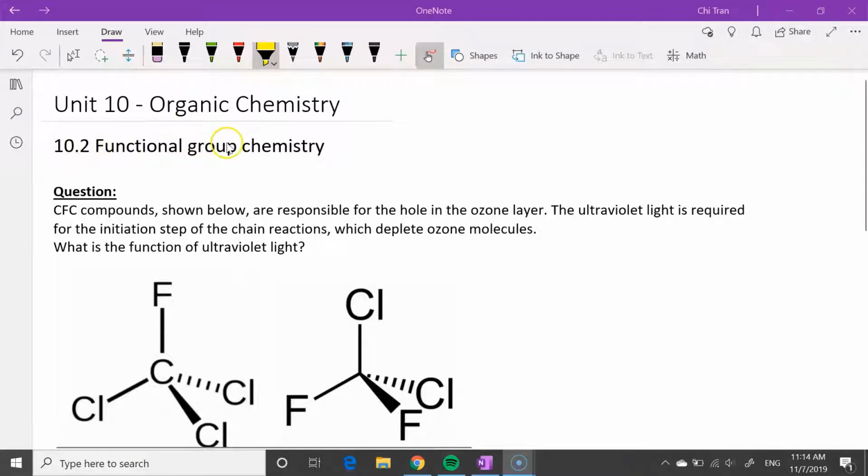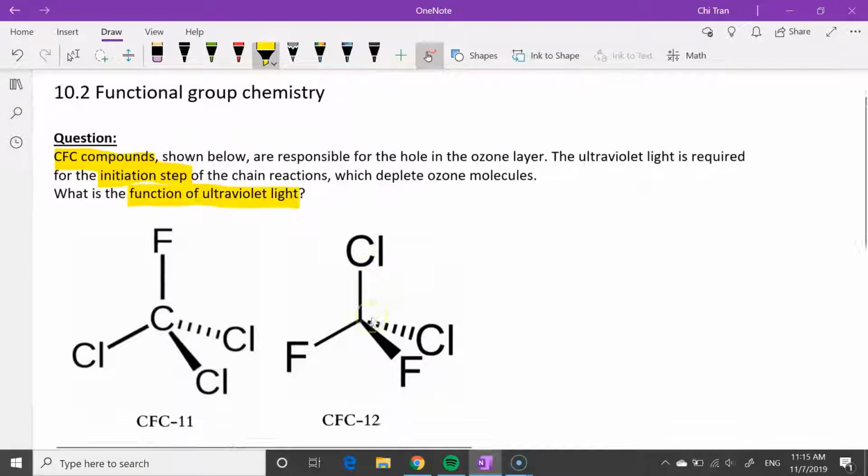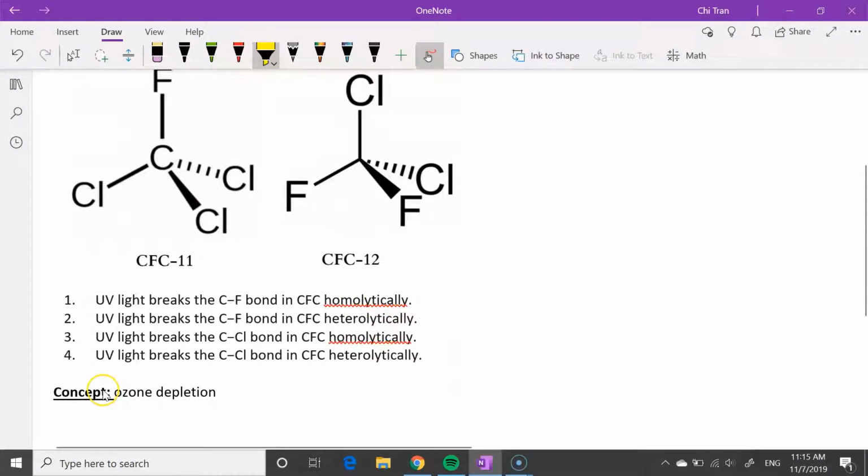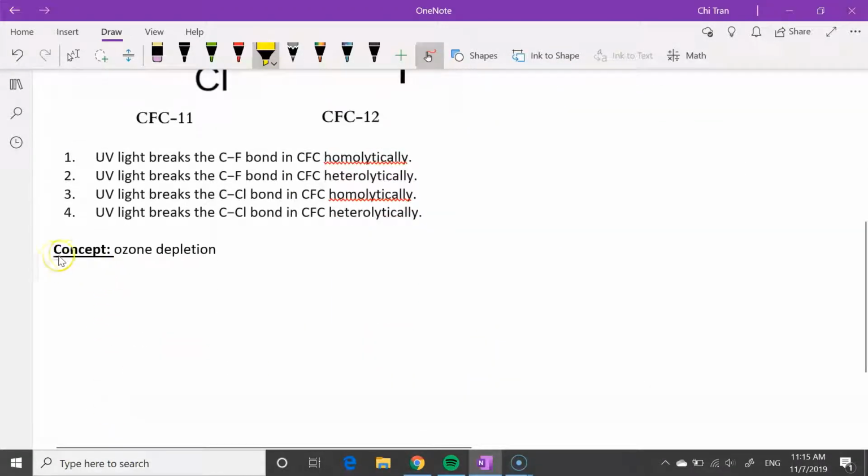This video is about functional group chemistry. The keywords in the question are: it involves CFC compounds, it tells us that it occurs in the initiation step, and it asks us specifically for the function of ultraviolet light. And so the concept of this question is ozone depletion.